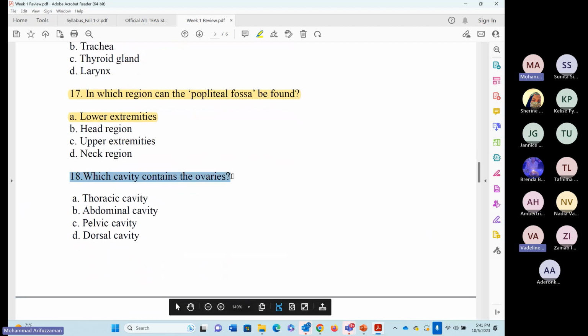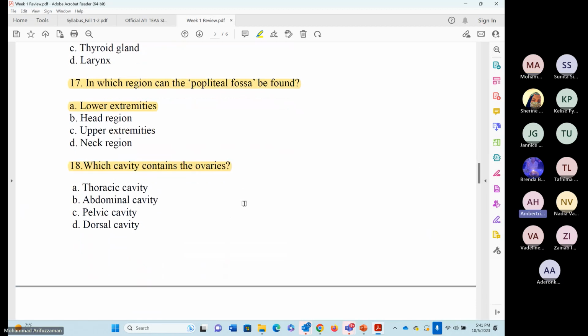Which cavity contains the ovaries? Pelvic cavity, correct. The thoracic cavity contains the heart, lungs, and the esophagus. The esophagus is a digestive organ. It also contains the large blood vessels like the aorta, and the thymus gland. And the abdominal cavity contains the liver, kidney, stomach, small intestine, and gallbladder.